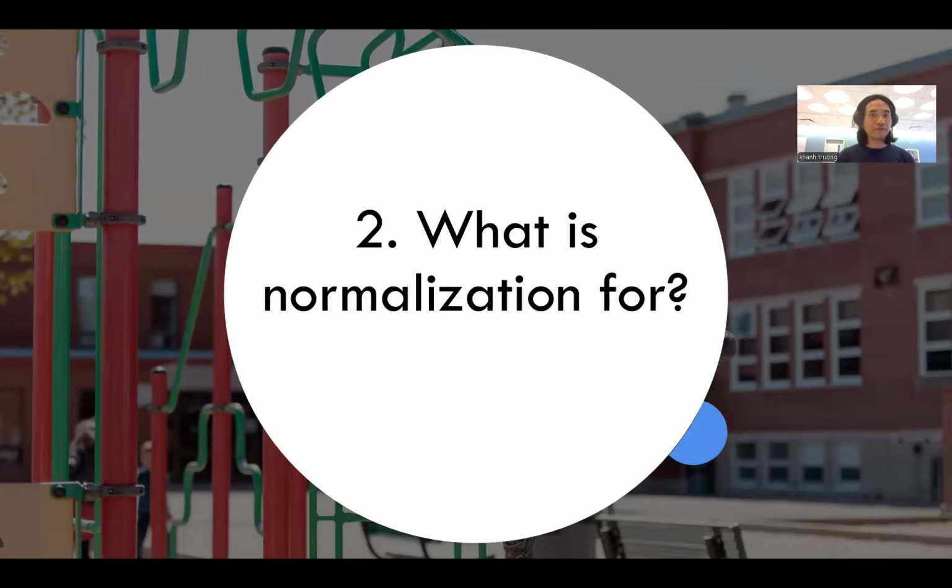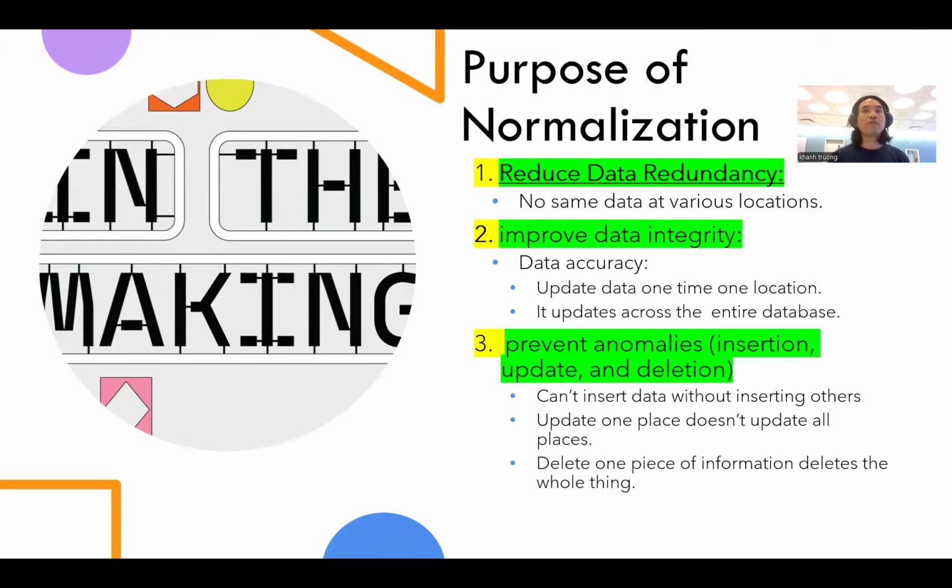What is normalization for? Why do we need normalization? We need normalization in order to accomplish 3 goals. The first one is to reduce data redundancy. In other words, you don't have the same data at various locations. You're not going to find a jacket on the top left and also in the bottom right. It's only in the top left, the designated place in the closet where you store them.